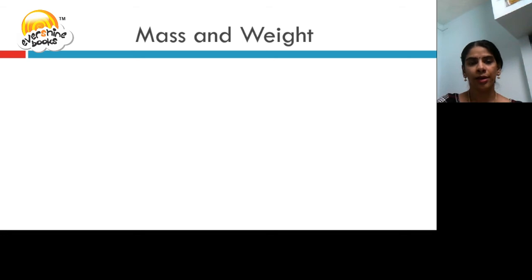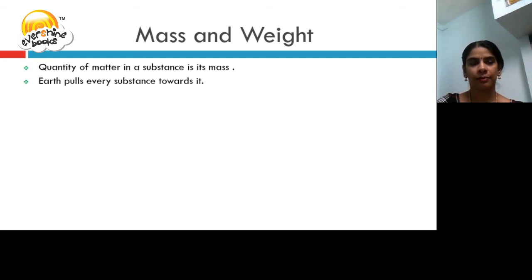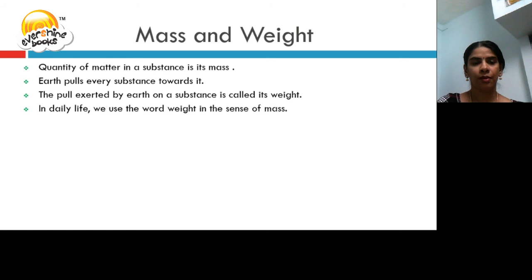Mass and weight. Quantity of matter in a substance is its mass. Earth pulls every substance towards it. The pull exerted by the earth on a substance is called its weight. In daily life, we use the word weight in the sense of mass. But scientifically, mass and weight are different.